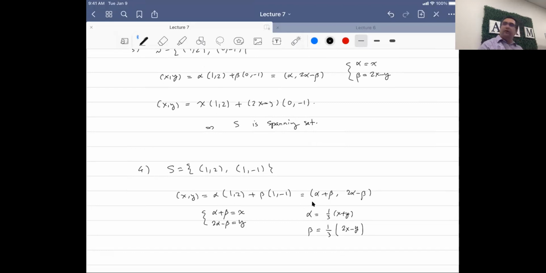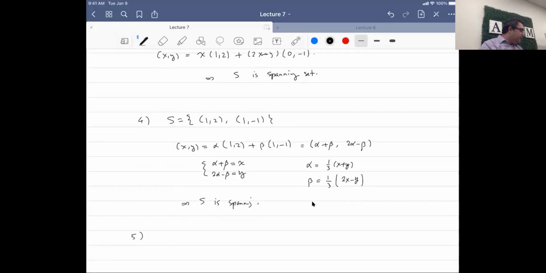But so far, all of our examples had 2 vectors in them. Does it have to be so? No, because the entire R2 is a spanning set for R2 as well. So S doesn't have to have 2 vectors. Can you give me an example of a spanning set with 3 vectors for R2?